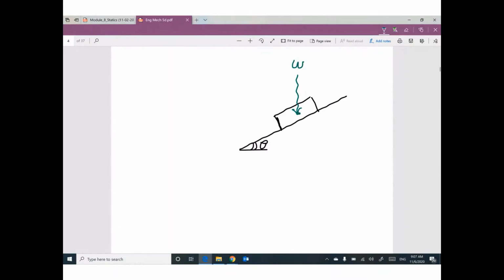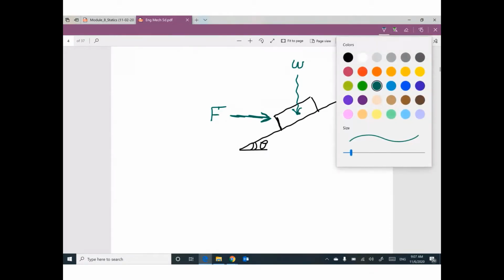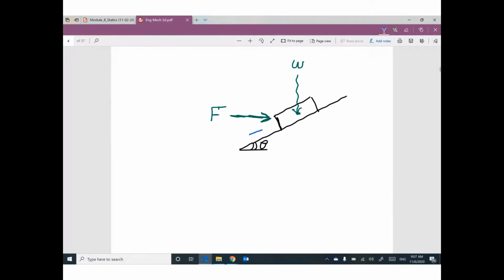Probably you have another force applied to this box. If you have any other forces, please, all forces must be broken, resolved, in direction parallel to the inclined surface and perpendicular to the inclined surface. This angle theta for the inclined surface is equal to this angle between the weight and the normal direction for this inclined surface. And this angle theta is equal to this angle theta by Z shape.